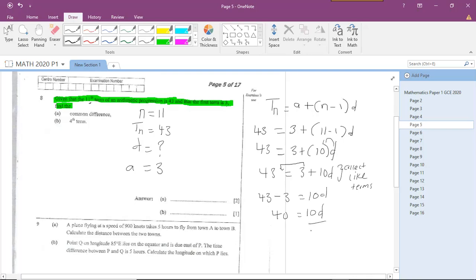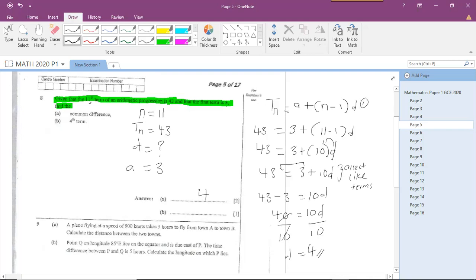We divide both sides by 10. Therefore, the common difference of this sequence will be 4. So the common difference is 4. You get your 2 marks. How did we get our 2 marks? One formula here. What's that formula?